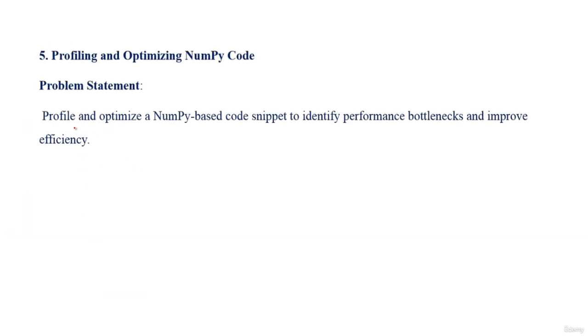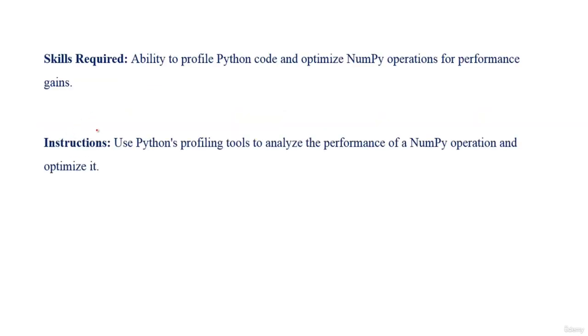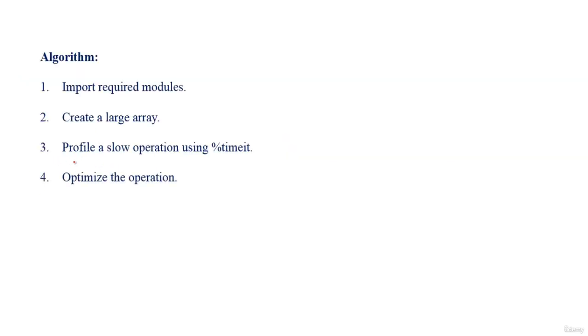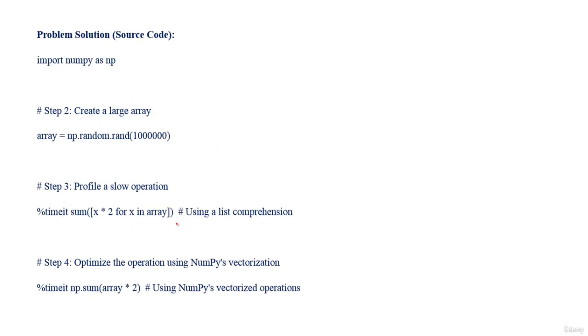The fifth problem statement is to profile and optimize a NumPy-based code snippet to identify performance bottlenecks and improve efficiency. So this is actually the fifth problem statement. The skills required and instructions you need to understand, read carefully. The algorithm I will follow: at the third step, you can see that we profile a slow operation using %timeit, optimize the operations, and then at the fifth step, re-profile to verify improvements. So this is a problem solution.